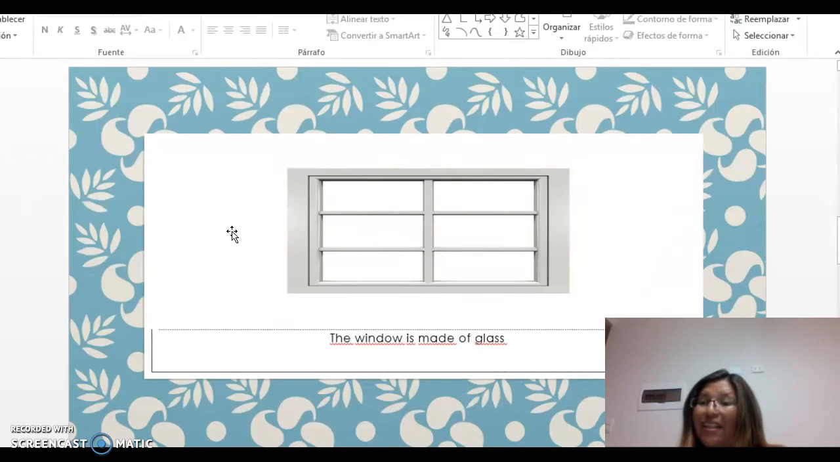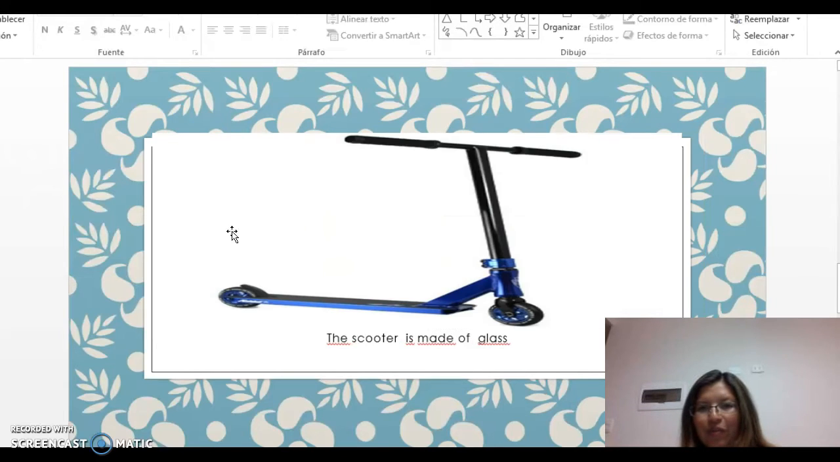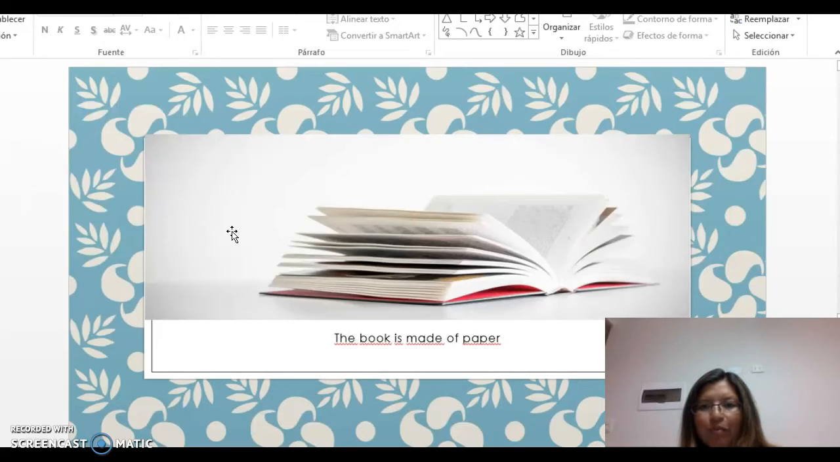What is this? This is a window. What is it made of? The window is made of glass. Very good. What is this? It's a scooter. Very good. What is it made of? The scooter is made of glass.